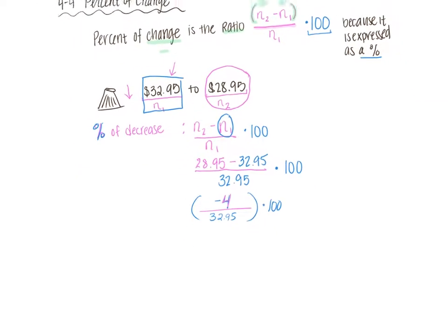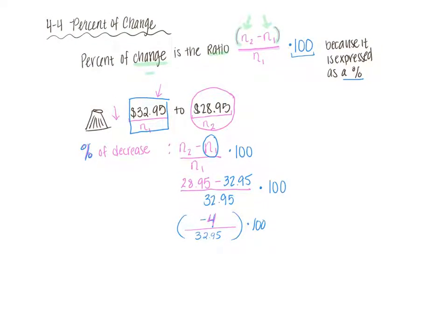All right, if I plug this part into my calculator now, 4 divided by $32.95. Don't forget your negative sign, guys. This is negative. You're going to get negative 0.12 times 100, or negative 12%. Your negative tells you that this is a percent of decrease. Anytime you get a percent of decrease, you should have a negative percent. Similarly, if I had a percent of increase, this would be a positive percent.